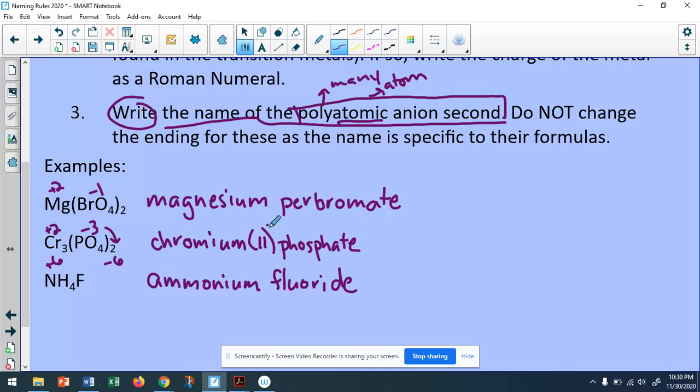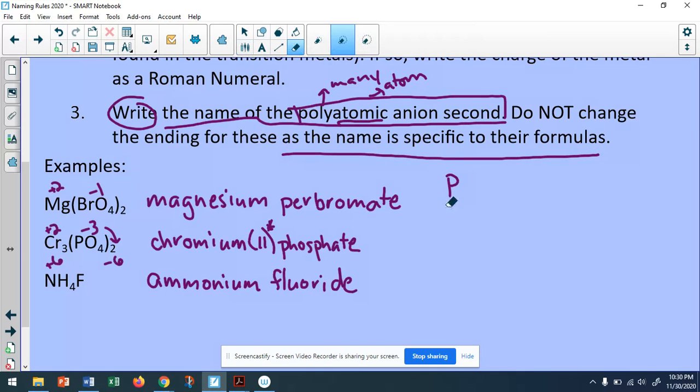So still using our Roman numerals as we did before, but when I have a polyatomic, no changing the names. Leave the name whatever it is. And I just need to know to look it up on the chart.